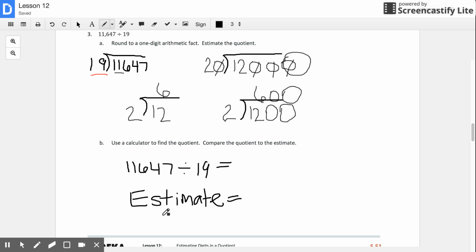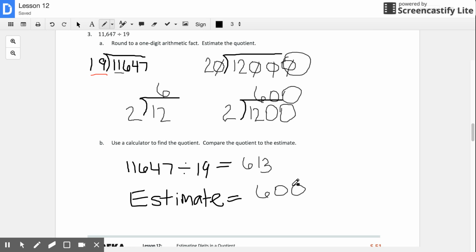So that means that when we get out our calculators, and in fact, I'll give you a couple seconds to get your calculator and find the quotient. And when we calculate, we find that the quotient is 613. And our estimate was 600, which is pretty close to 613.